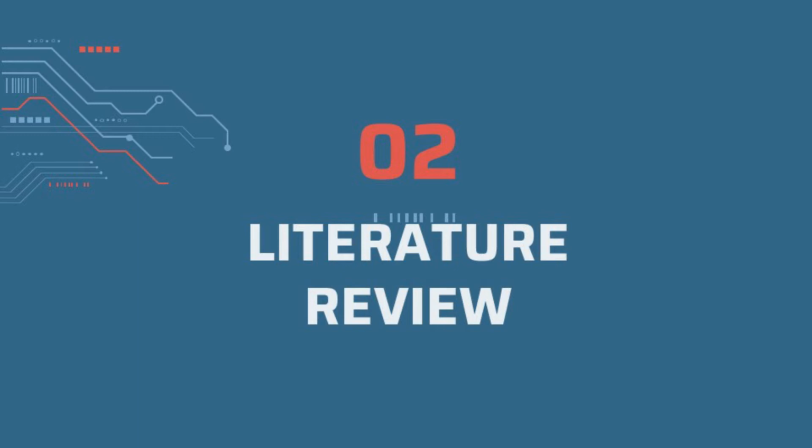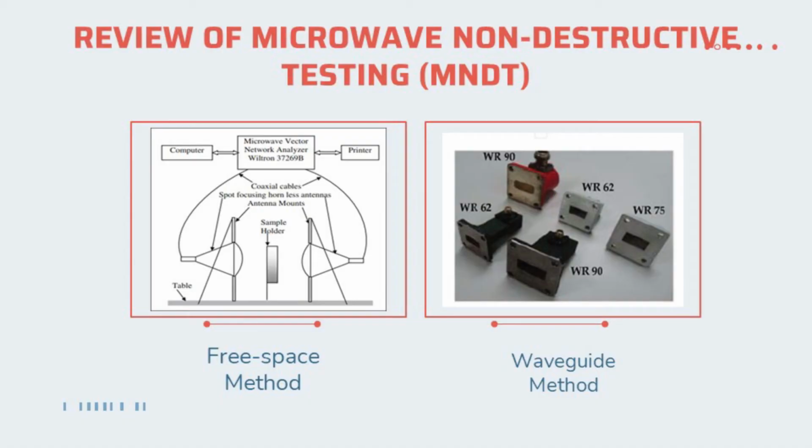Next, I am going to talk about the literature review, which is the second section in this presentation. Microwave non-destructive testing (MNDT) uses electromagnetic waves for locating hidden objects in a material. This technique involves the development of sensor methods and calibration techniques for detection of defects, voids, and cracks. The term microwave describes an alternating current signal with electromagnetic waves with frequencies between 300 MHz to 300 GHz.